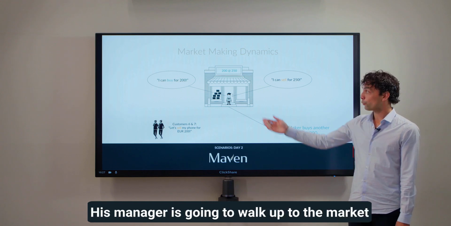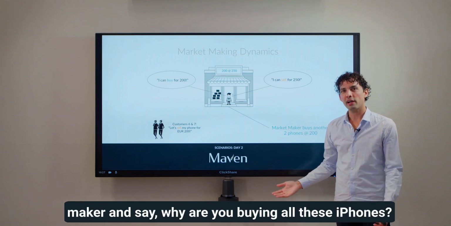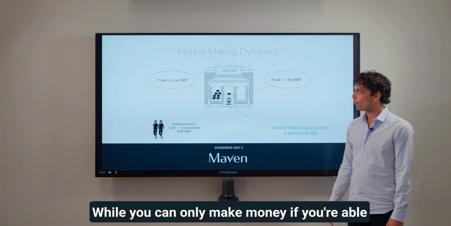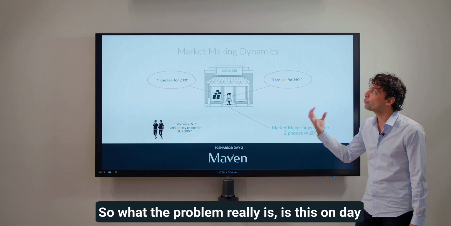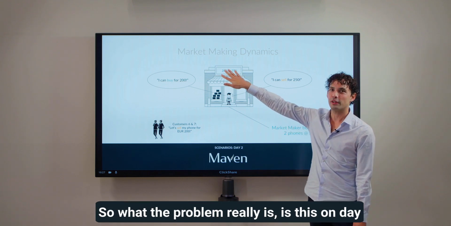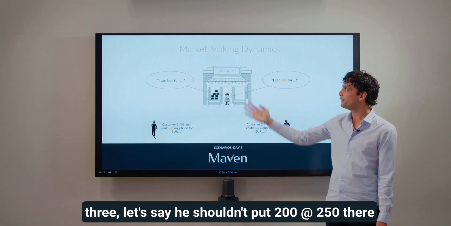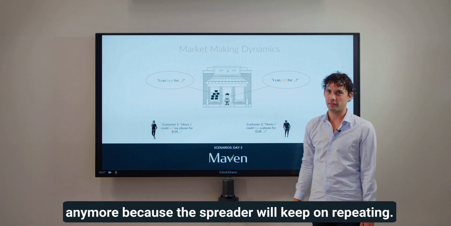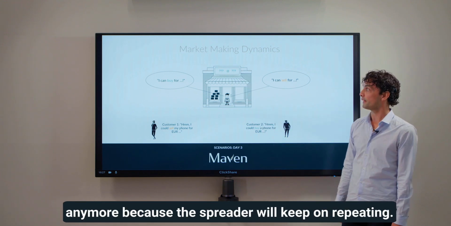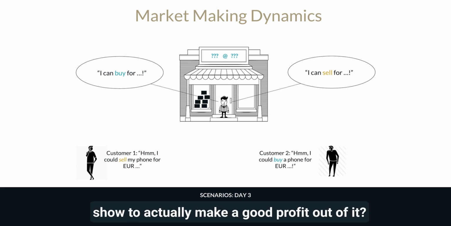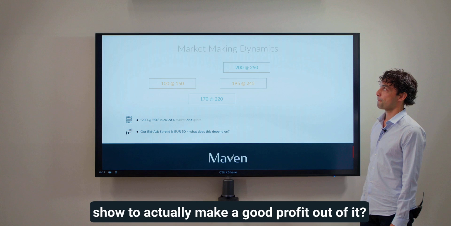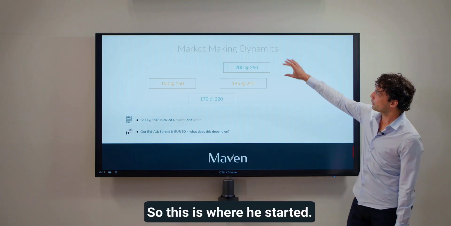His manager is going to walk up to the market maker saying, why are you buying all these iPhones? When are we going to make money? Well, you can only make money if you're able to sell them for a higher price. So where the problem really is this. On day 3, let's say, he shouldn't put 200 and 250 there anymore, because the pattern will keep on repeating. So the big question is, what sort of prices should he show to actually make a good profit out of it? So this is where he started.